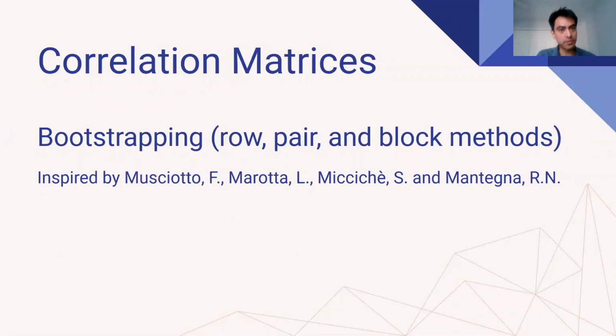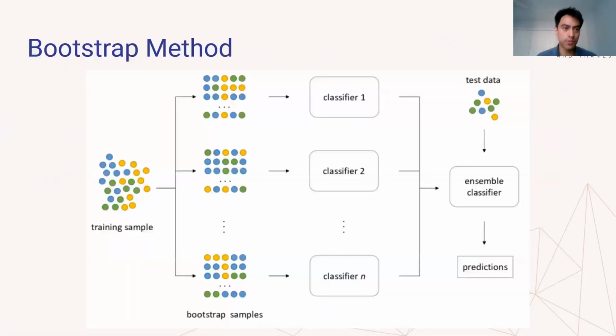Another method for generating correlation matrices is bootstrapping. We will overview the row, pair, and block bootstrapping methods. Just a real quick definition: bootstrap is a statistical method for sampling from an original data set with replacement to create a new data set. And this new data set will maintain the statistical structure of the original data set, such as the mean, standard deviation, variance, etc. It's useful for reducing the overfit of your models, and it's usually used in ensemble algorithms such as AdaBoost or random forest. And we can leverage this method to create our correlation matrices.